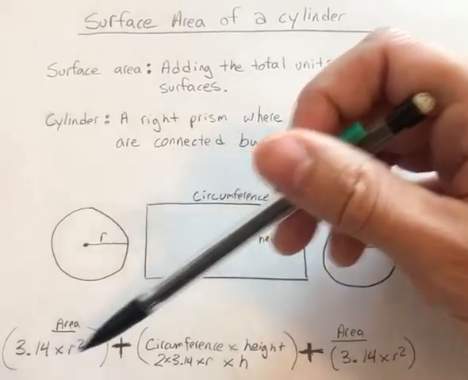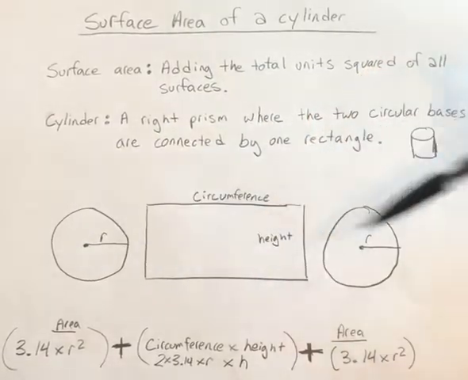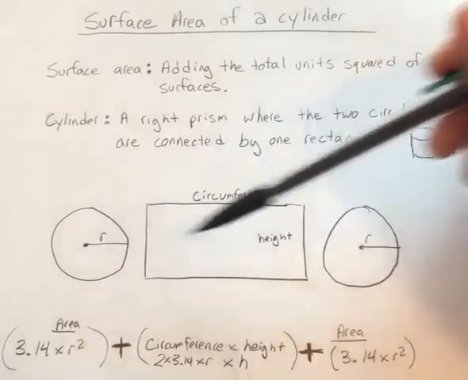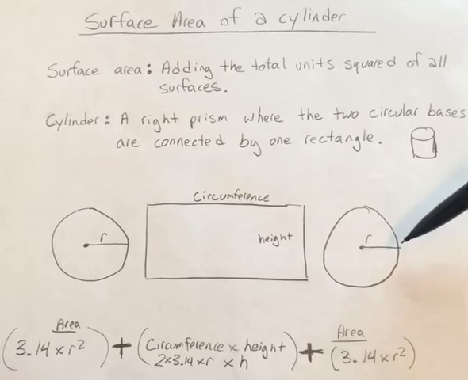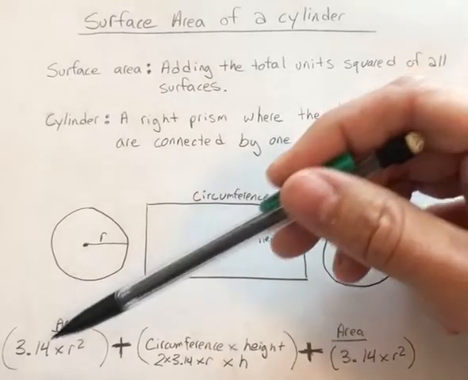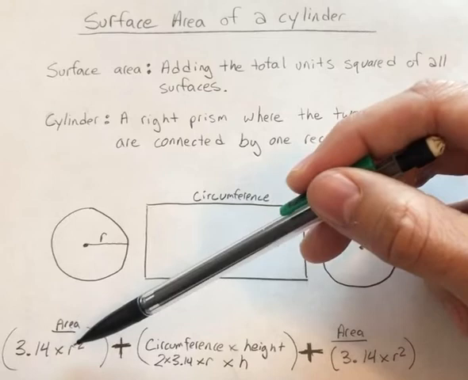Now here's the formula that you actually need to do. To find the total surface area, that means adding up all three shapes, you need to find the area of both of these circles. Now the area is the same for both of the circles. The top and bottom of the can are always the same. So you would use the area formula for a circle, pi times radius squared.